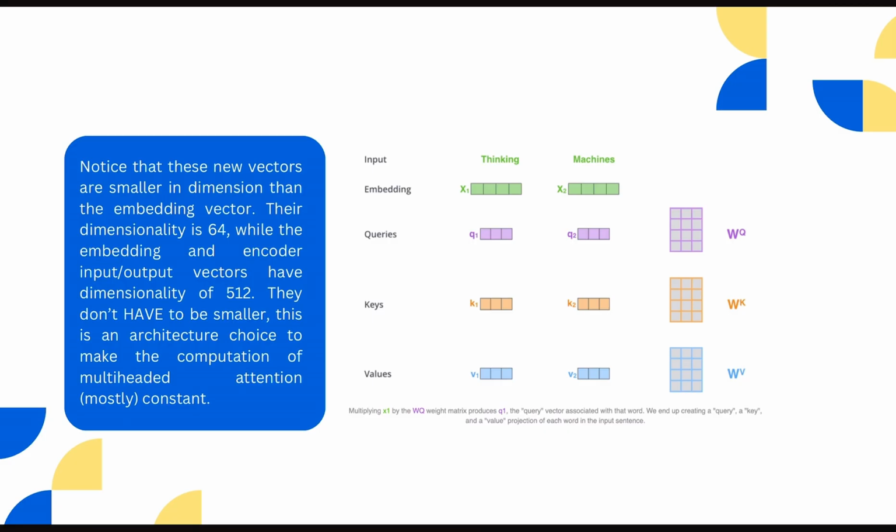If you look at this diagram here, I have input which is getting into an embedding vector, which I showed you earlier, and that is multiplied by the query vector which becomes WQ. Similarly, it's multiplied with the key vector which becomes WK, and then it is multiplied by the value vector which becomes WV. So multiplying x1 by the WQ weight matrix produces Q1, the query vector associated with the word, and we end up creating a query, a key and a value projection of each word in the input sentence.